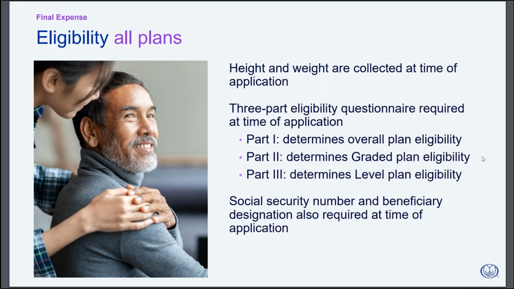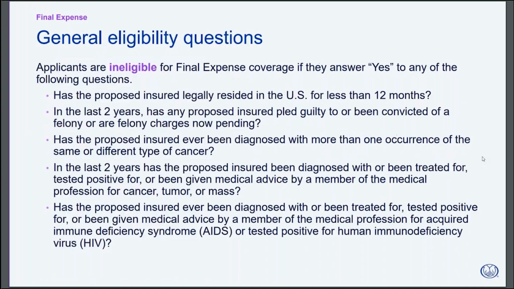So again, there's 3 parts. It determines overall eligibility, and then the graded, and then the leveled as well. Height and weight are collected at the time of application, so the height and weight chart is in there. General eligibility questions, obviously this is probably what 90% of us want to look at, and it's all about the questions, because that allows us to qualify our potential clients for that product, right? So I'll let you guys look at that, and I'll kind of roll through it.